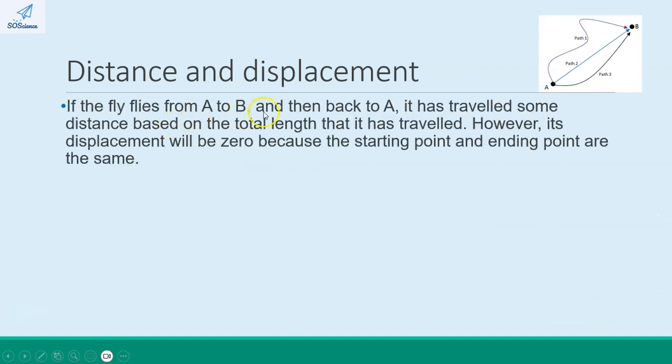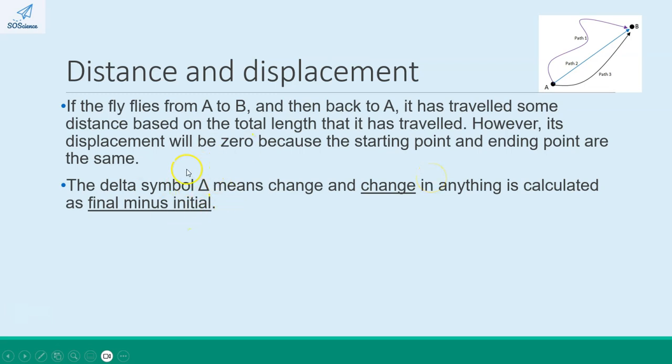If the fly flies from A to B, and then it flies back to point A, well, it would have traveled some distance based on the total length that it has taken. But regardless, its displacement will be zero because when the starting point and the ending point are the same, then your change in position is zero. It hasn't changed.